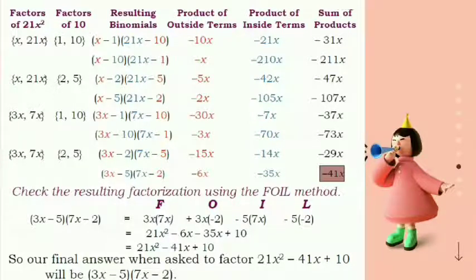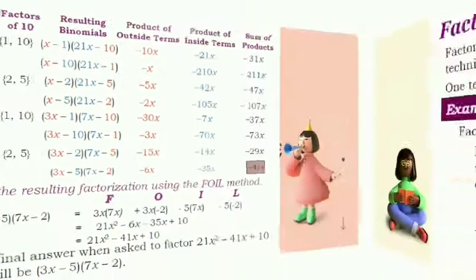Again, to check the resulting factorization, use the FOIL method. So our final answer when asked to factor 21x squared minus 41x plus 10 will be 3x minus 5 multiplied by 7x minus 2.